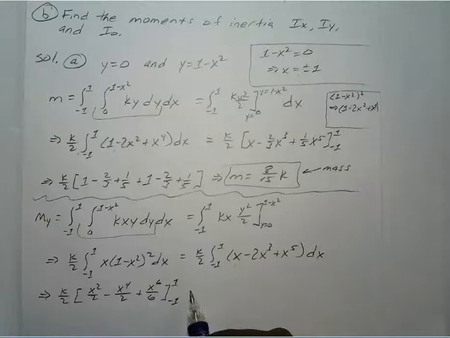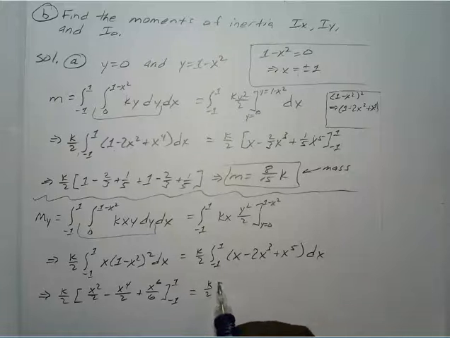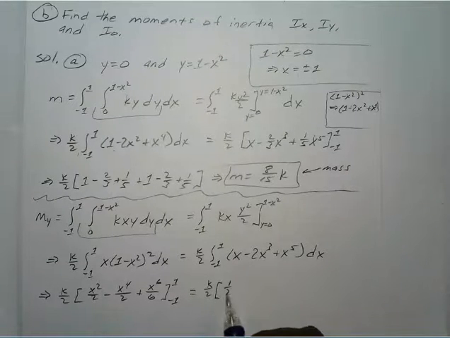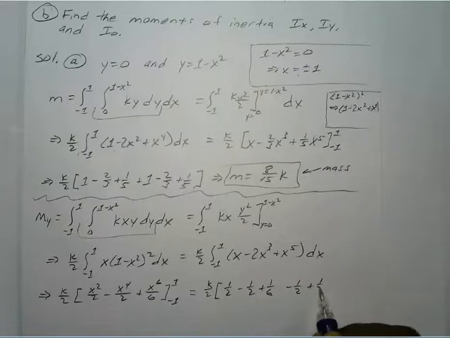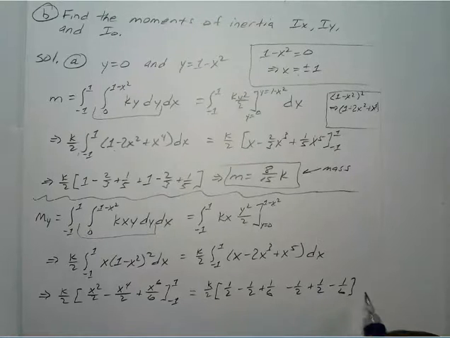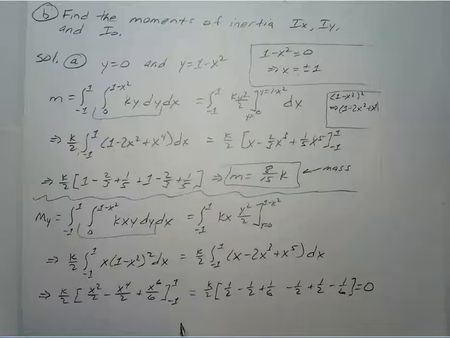All right. So if we plug everything in, we have k over 2 times 1/2 minus 1/2 plus 1/6, minus 1/2 plus 1/2 minus 1/6, which will equal 0 once we're done canceling everything out. So our first moment in the direction of the y-axis is equal to 0.